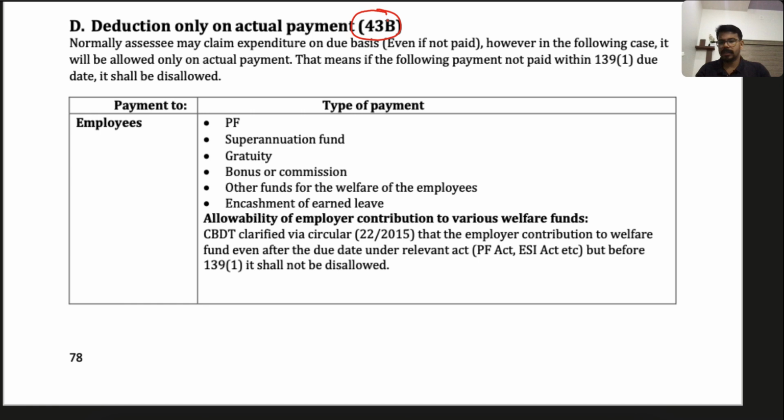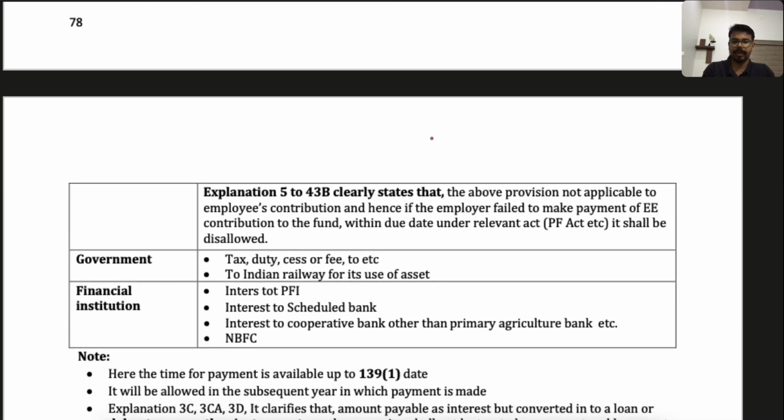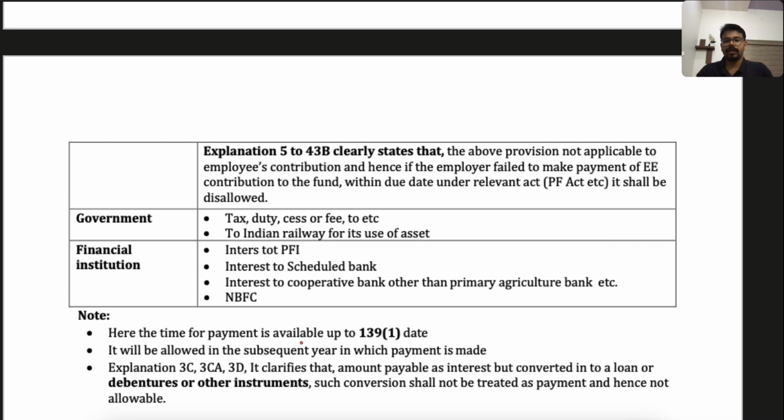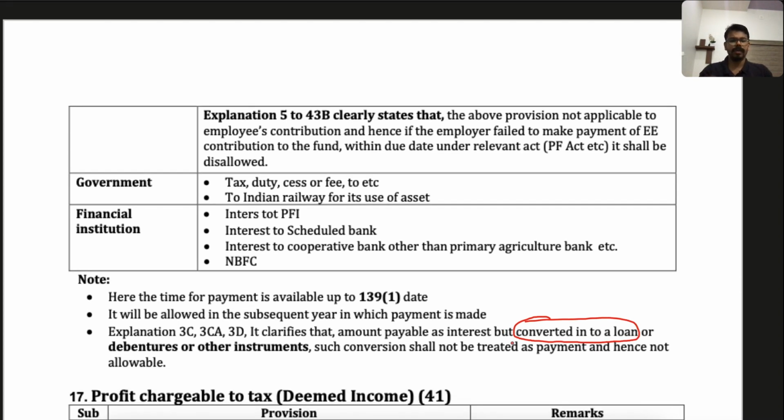So deduction only on actual payment. We all have studied that certain payments will be allowed only if you have made the payment within the section 139 due date, right? And there is an explanation saying that the payment does not include, for example, converting the interest into a loan. So what is the amendment? They have added that conversion into debentures or other instruments.